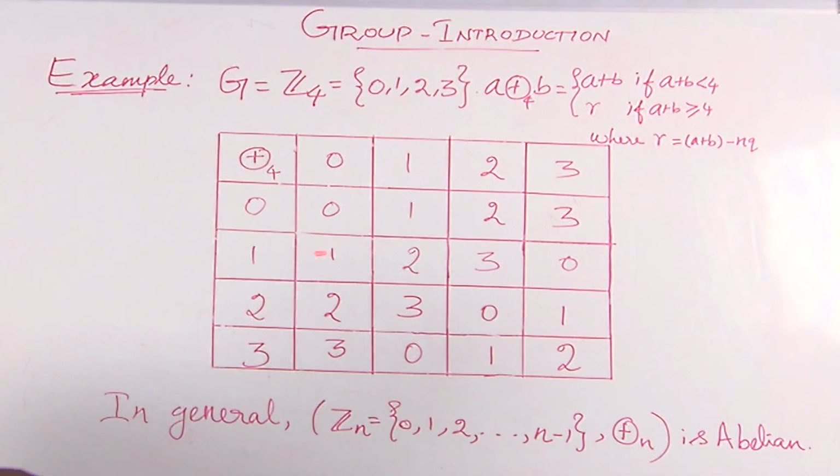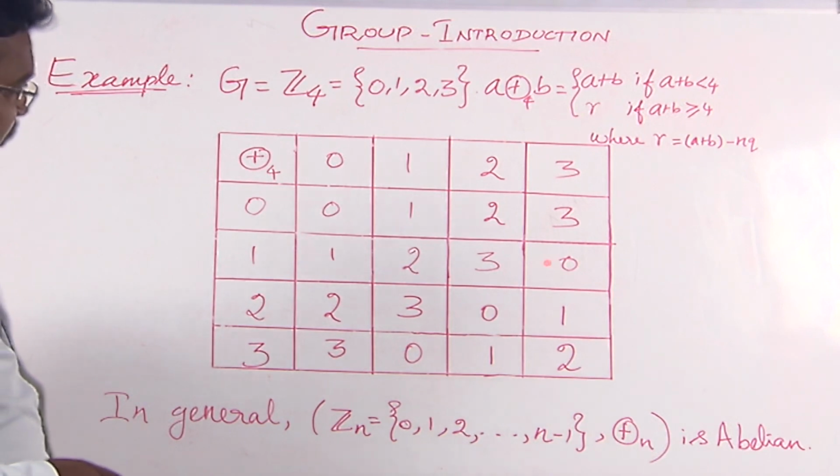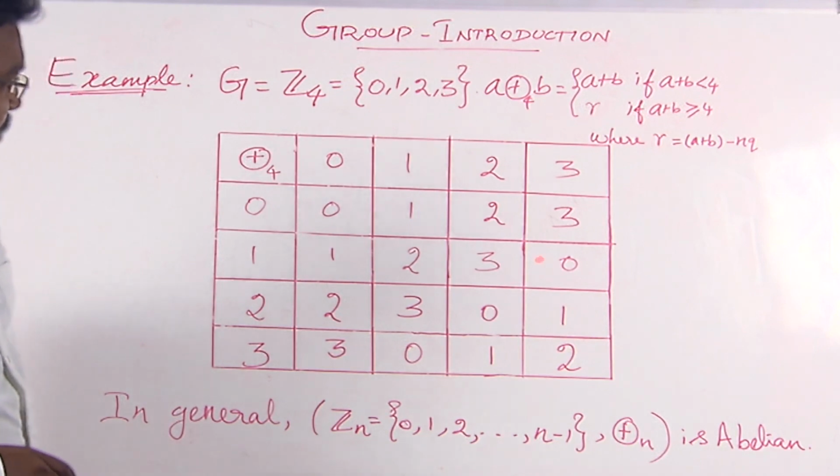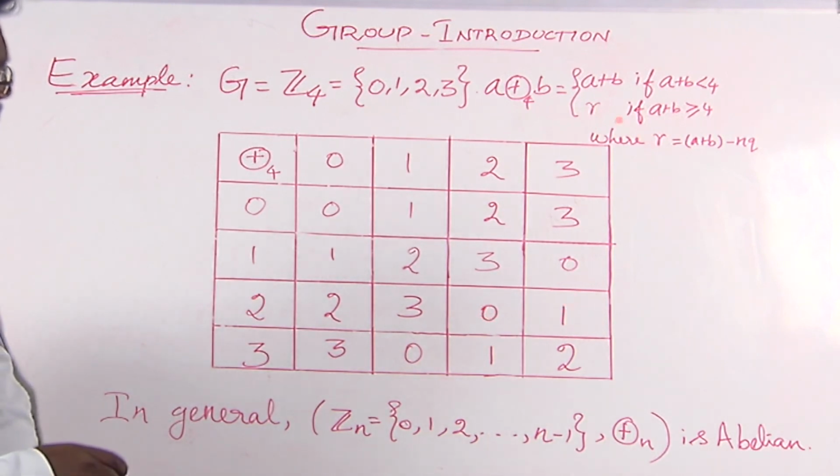Now, come to the last one. 1 plus 3 is actually 4, which is greater than or equal to 4. That means we have to find the remainder. 3 plus 1 is 4. When we divide 4 by 4, the remainder is 0. Therefore, 1 plus 3 is 0. Next row, 2 plus 0 is 2, 2 plus 1 is 3, 2 plus 2 again 4. When we divide 4 by 4, the remainder is 0. 2 plus 3 is 5 actually. When we divide 5 by 4, the remainder is 1.